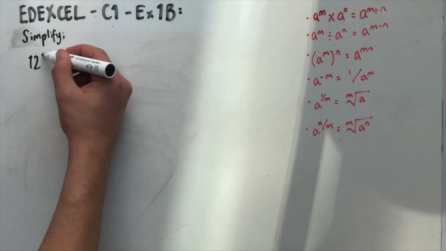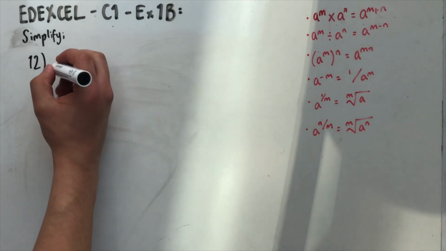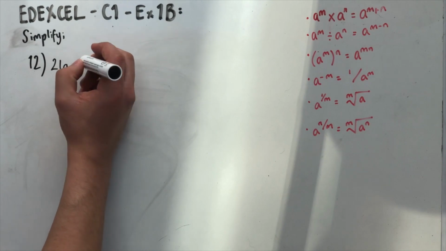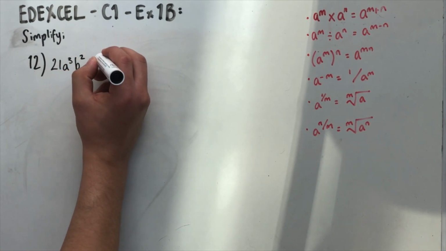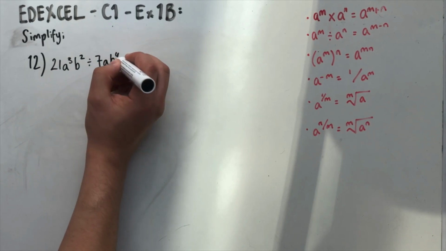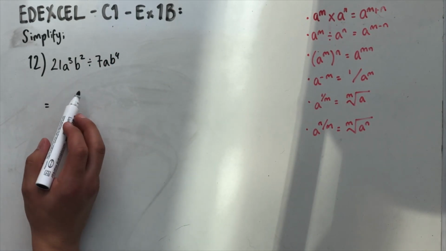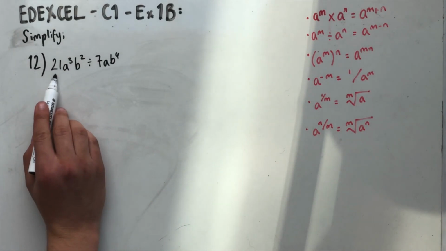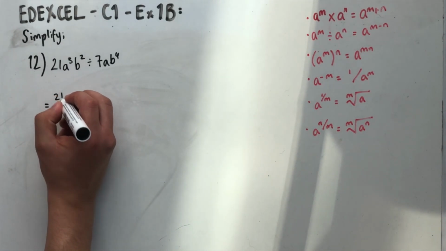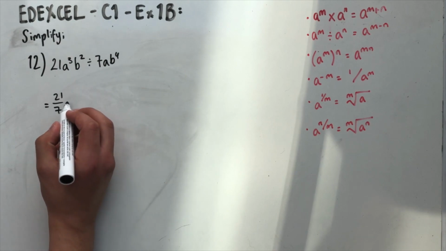Question 12 may look a bit more complicated, but don't worry, it's exactly the same principle. We have 21a cubed b squared divided by 7ab to the power of 4. Now with these we can just deal with the individual units. We will be using the second rule down because we are dividing. Second one of our indices rules. Let's first deal with the numbers. 21 divided by 7.